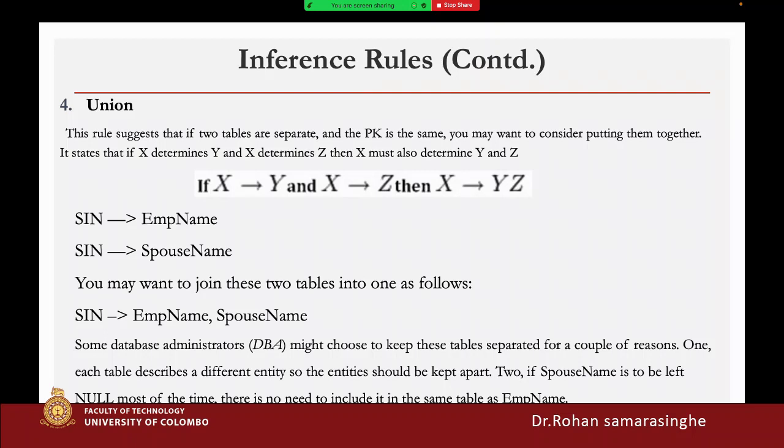In such a case, rather than inserting a null value, by separating these two we need not enter the null value. If spouse name is to be left null, most of the time there is no need to include it in the same table as employee name. That's the reason for not composing these two tables. Sometimes they will compose it into one table.